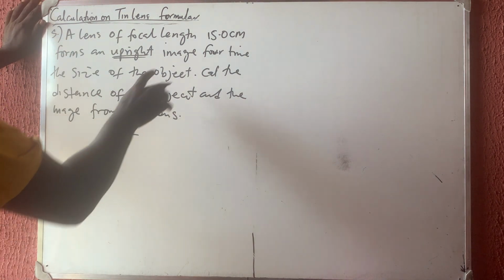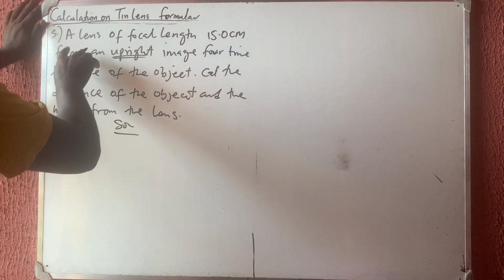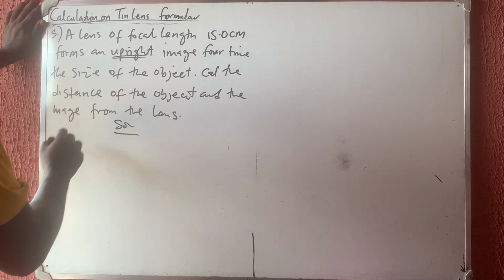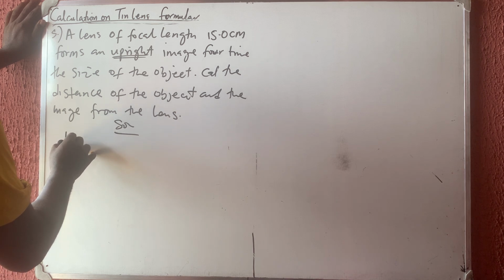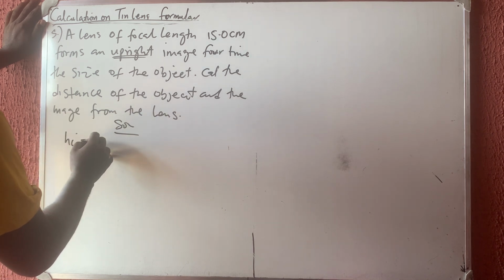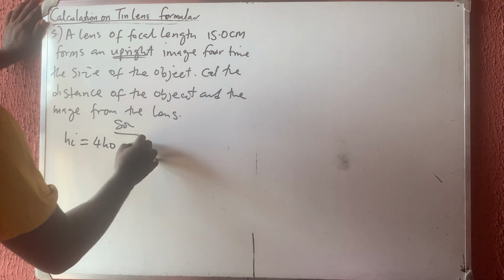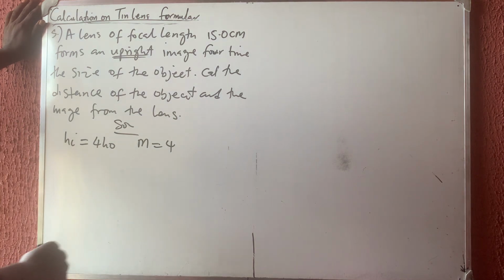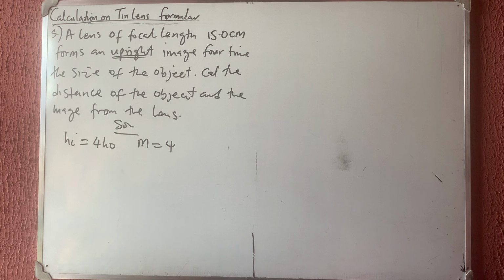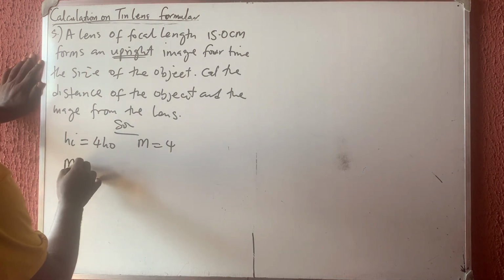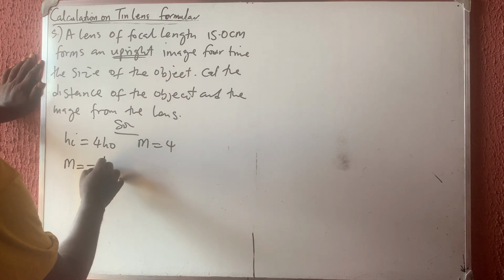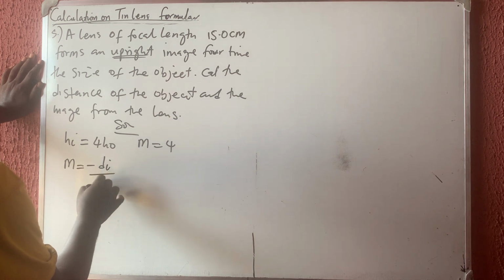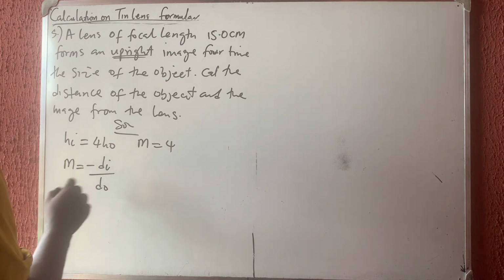So having this, they have that solution. They told us that the image is four times the size of the object. So the height of the image is four times the height of the object, which shows that the magnification is four. If the magnification is four, then let us now calculate the focal length. For us to get the focal length, first of all, we know that the magnification is equal to negative DI over DO.